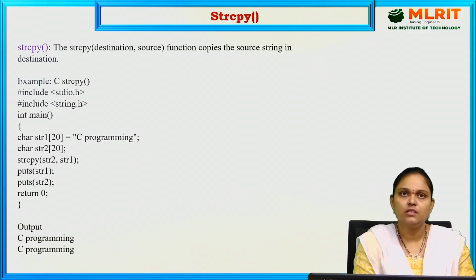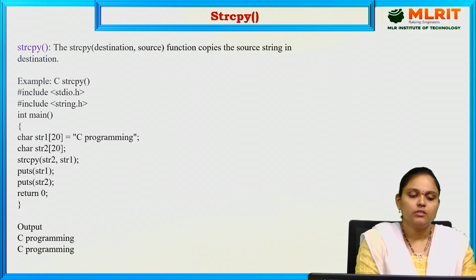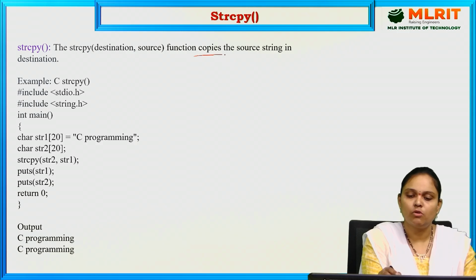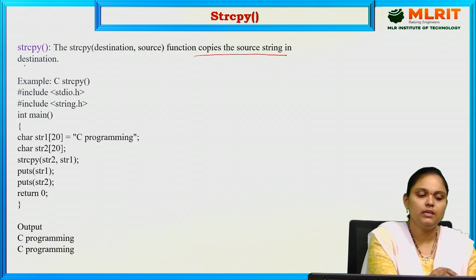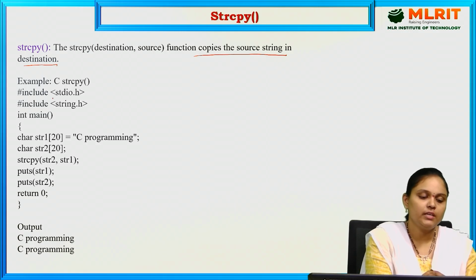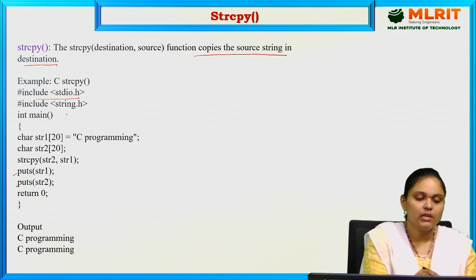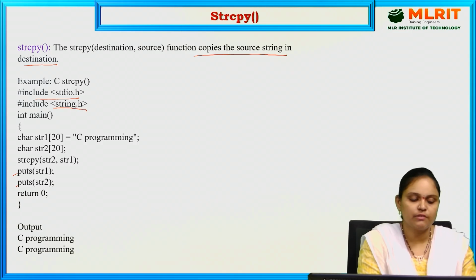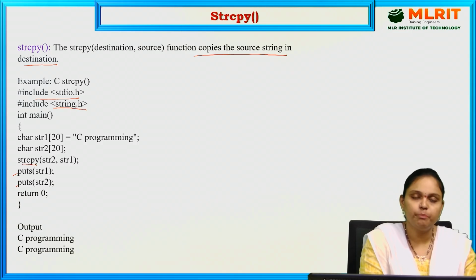The next is the string copy function. The string copy function copies the source string into the destination string. Which means we need to declare two strings, and we copy one string into the other string. Here we are taking a header file for the printf function, and the next is string.h that we are using for the string copy function.